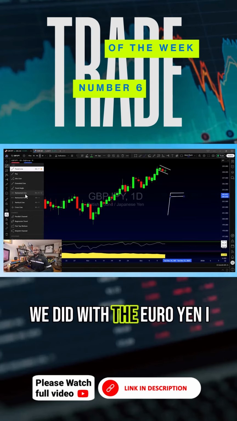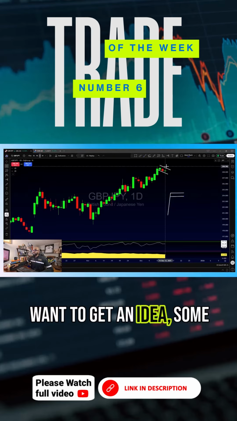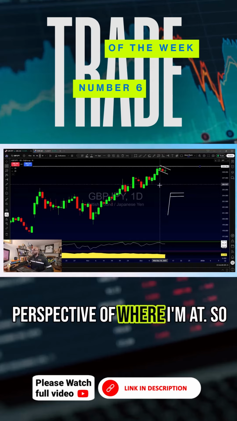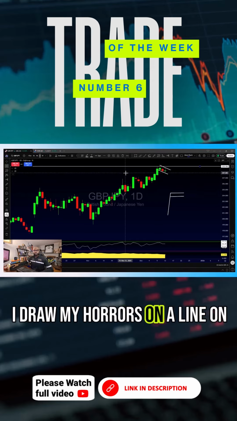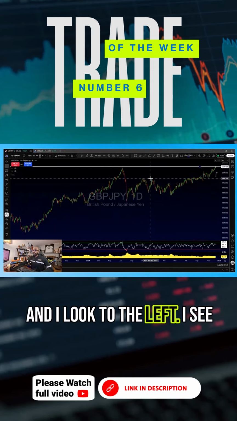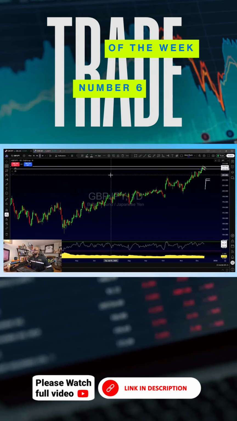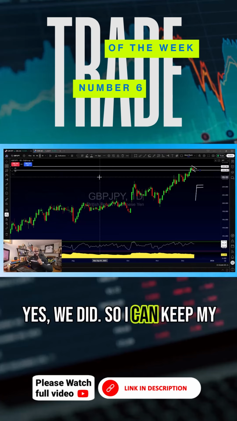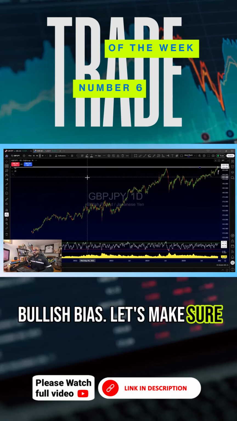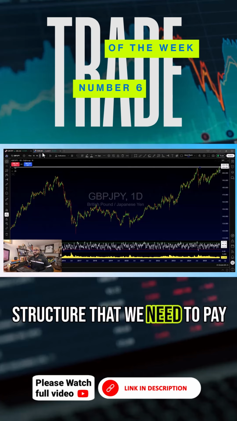Now, just as we did with the euro yen, I want to get some perspective of where I'm at. So I draw my horizontal line on and I look to the left. I see that, did we break and close above this level of structure right here? Yes, we did. So I can keep my bullish bias. Let's make sure we're not at another level of structure that we need to pay attention to.